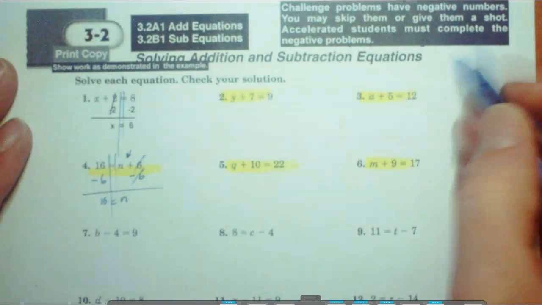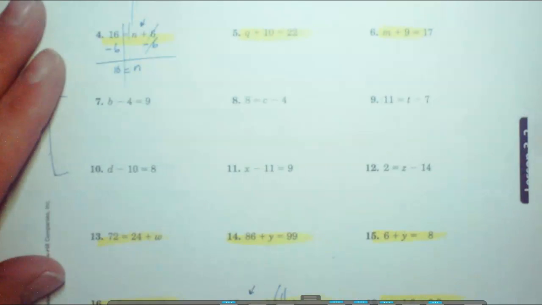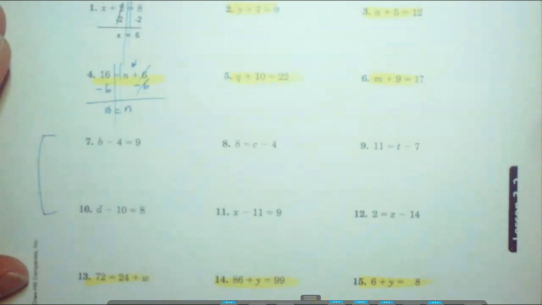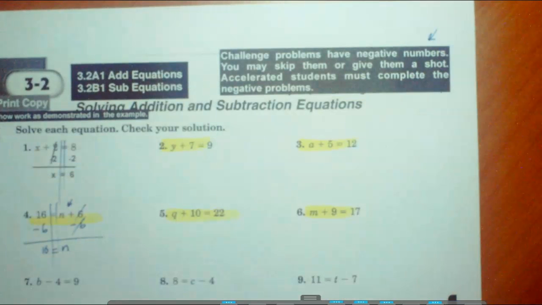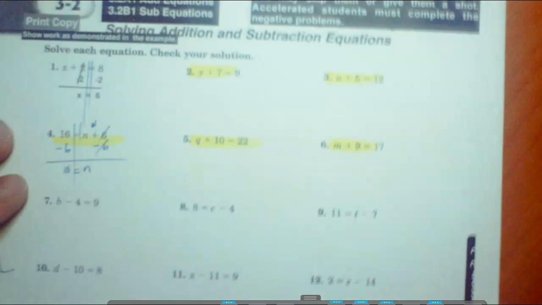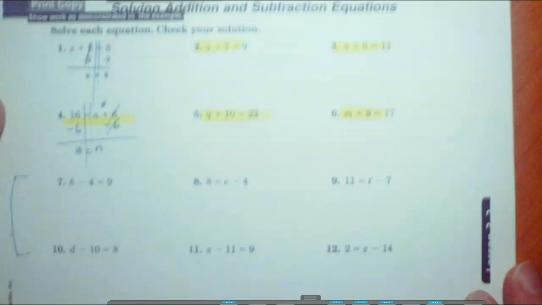First of all, you're just going to be doing basically questions 7 through 12, and then down at the bottom here, 19 through 24. And in some of these, there may be some challenge problems where you have negative numbers. If you run across that, you can either skip it or try it, but we'll see if we can find one here that has a negative number in it.